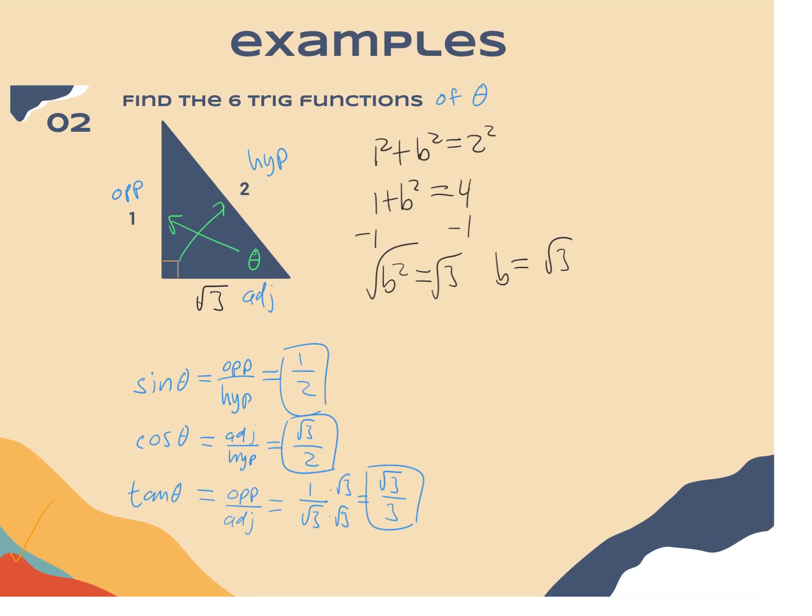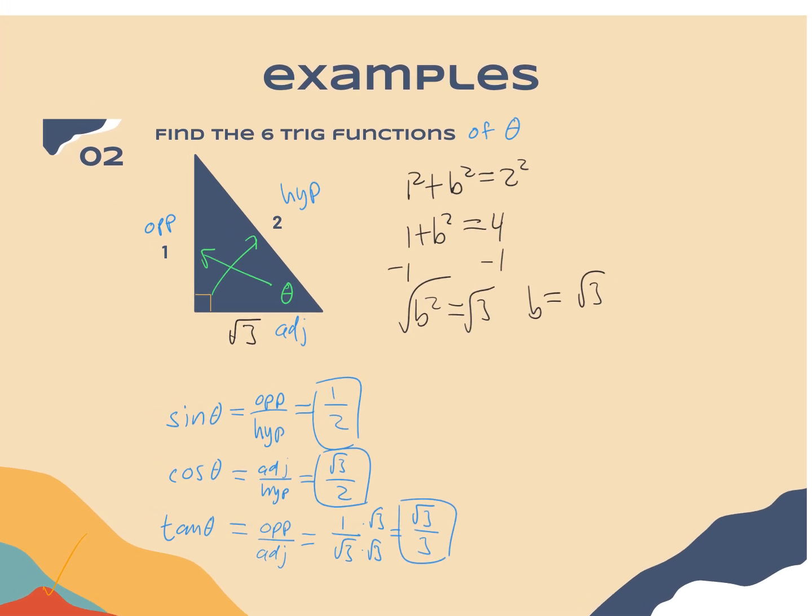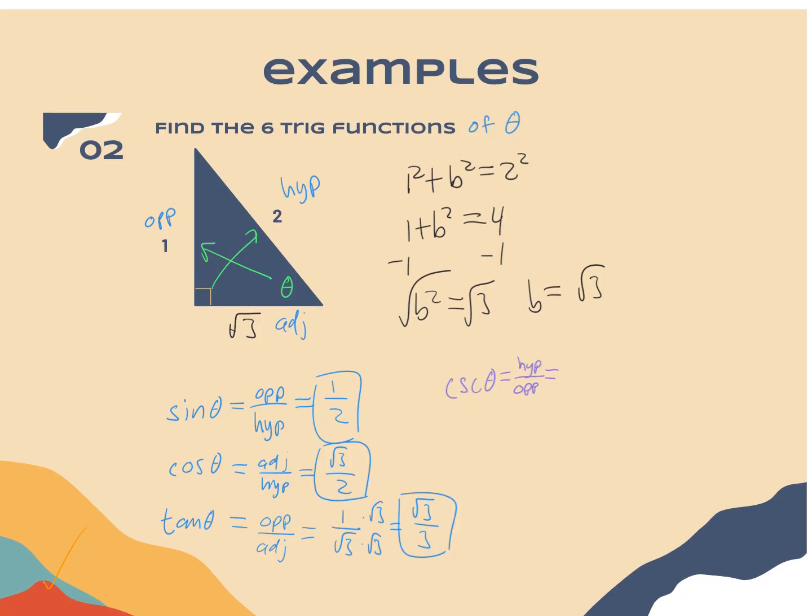All right, and then we want to do the same thing that we did in the previous slide, and I want to get cosecant, secant, and cotangent. Right, so cosecant is the reciprocal of sine, so it's going to be hypotenuse over opposite, which is going to be 2 over 1, which is just 2.